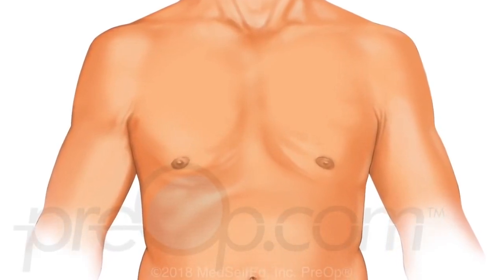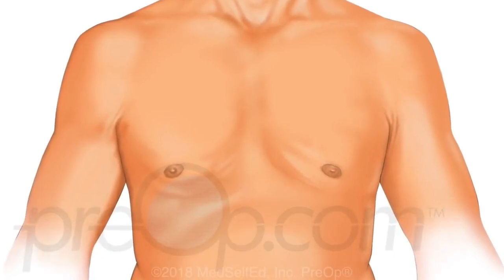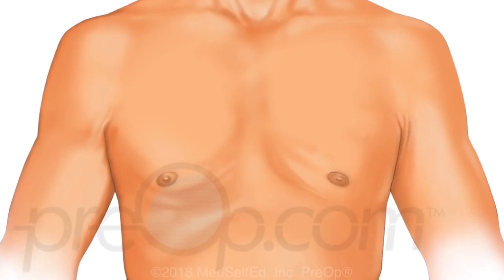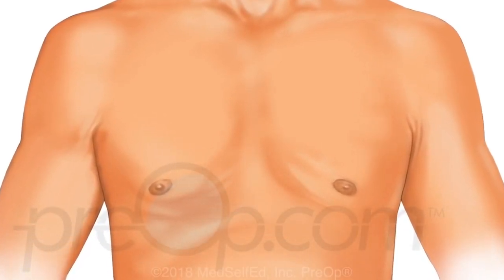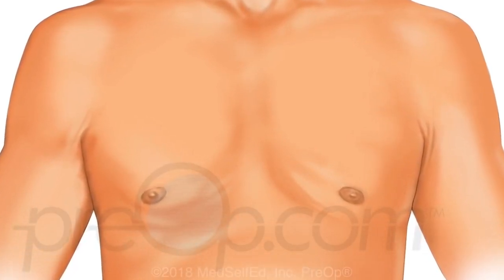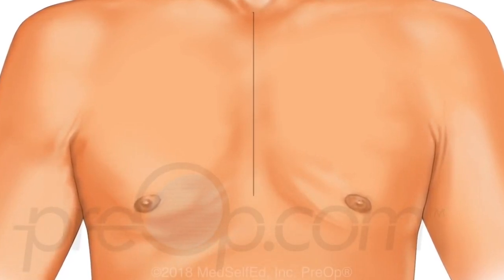You will be given medication to be pain-free and asleep during this procedure. The necessary grafts are created by surgically removing sections of blood vessel from the leg and/or arm as needed. These incisions are sutured and bandaged. To reach the heart, the surgeon makes an incision down the center of the chest.